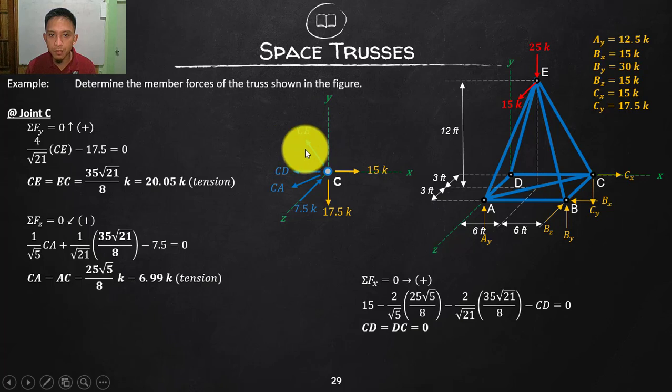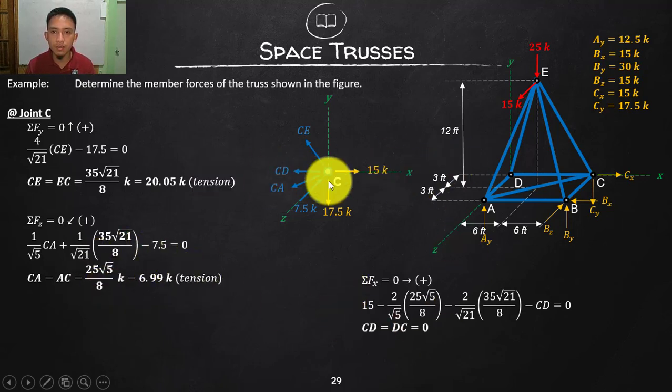So what is the Z projection of CE? Z is 3. That is going half. So 3 all over 3 square root of 21. The 3 and 3 cancel, you are having 1 over square root of 21. So we calculated CE as positive, so substitute that. And then with simple algebra, you can calculate CA as positive: 25 square root of 5 all over 8, or in decimal that is 6.99. Positive, so it means tension.